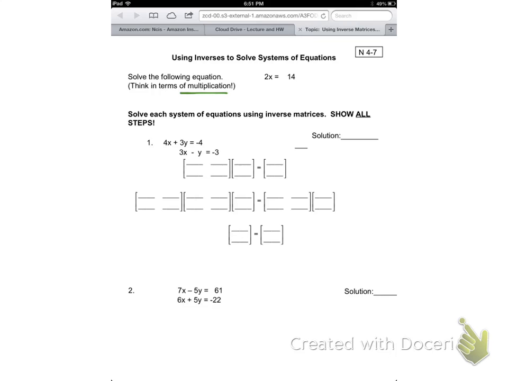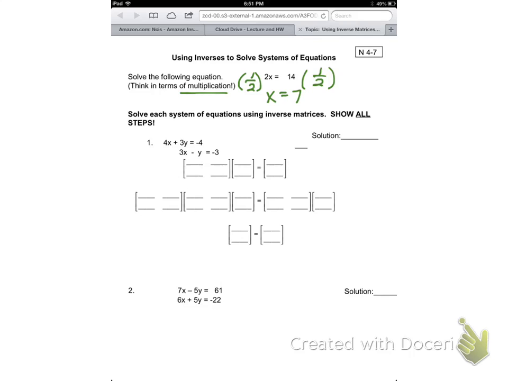So you would multiply by 1/2 on both sides, which is in essence dividing by 2. And so 1/2 times 2 is just 1x, and that's going to equal 7. But we had to multiply by the reciprocal or the inverse on both sides of the equation to get our answer. We're going to apply this same principle to using inverse matrices to solve systems of equations.